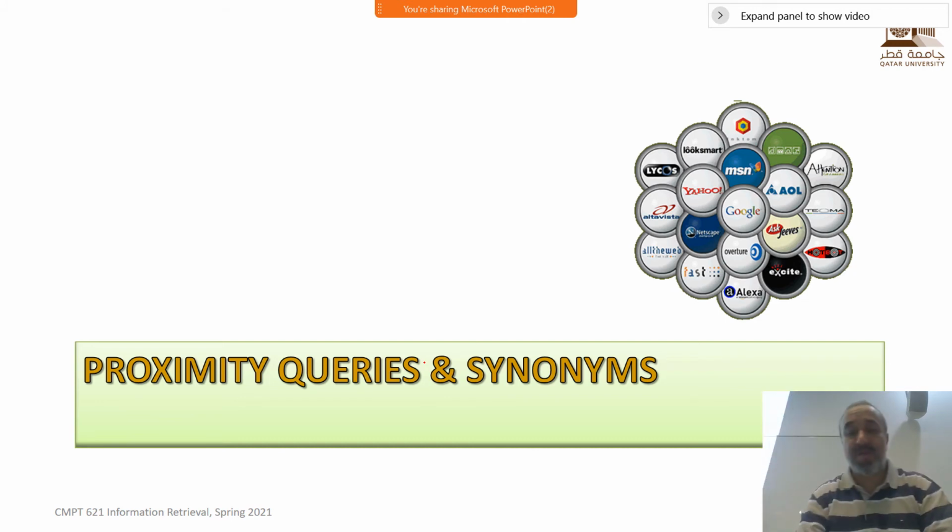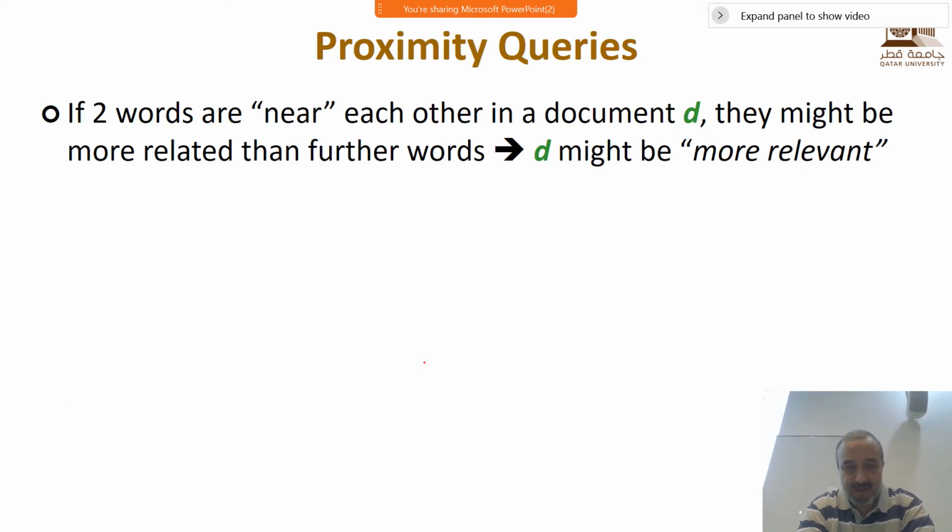Okay, now let's talk about a type of queries called proximity queries. So what is that? Let's say that I have a document, and if two words in that document are close to each other in terms of position, do you think this is an indication that they are related more than if these two words are very far from each other in the document?